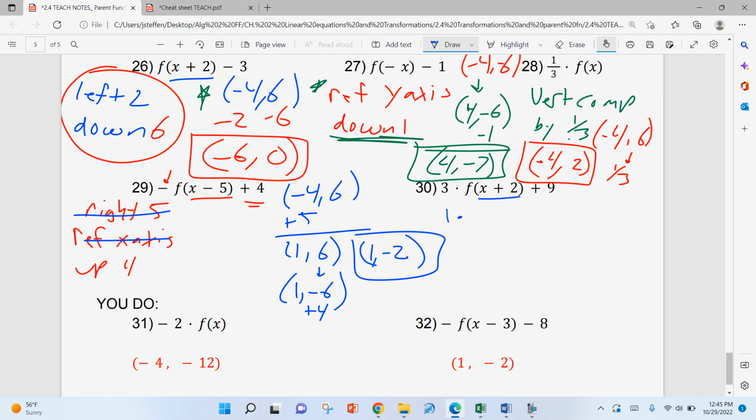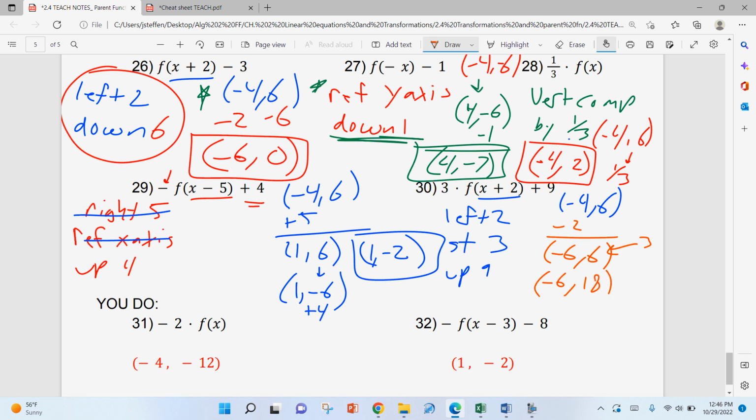This one, same thing, left 2. This is a stretch by 3 and up 9. So we're starting with negative 4, 6. Left 2 means we subtract 2 from the x, so that's negative 6, 6. Stretch by 3 means we multiply our y by 3. So we have negative 6, 18. The last one, we need to go up 9, so we add 9 to that. So we end up with negative 6, 18 plus 9 is 27, I think. So you end up getting negative 6, 27.